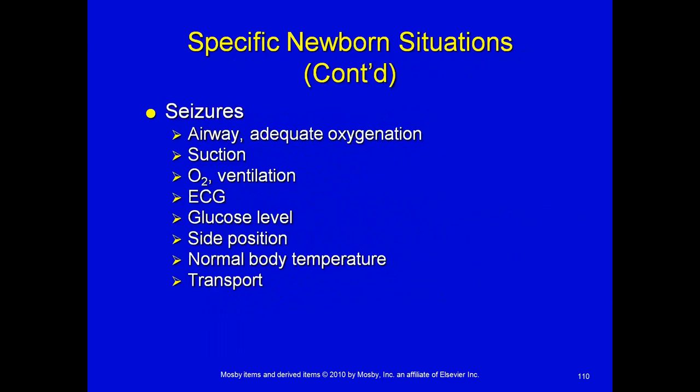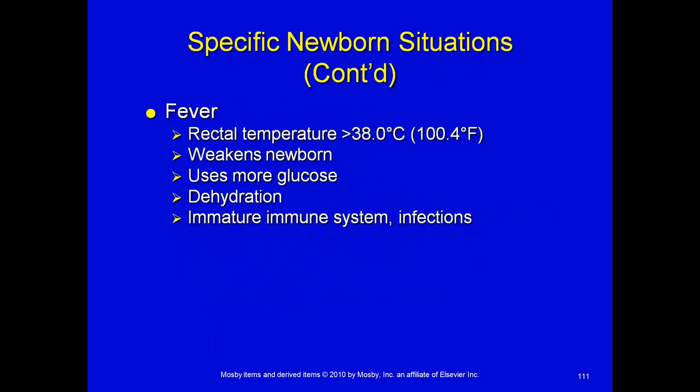So get a blood glucose on these children, roll them up onto their side so they don't aspirate, maintain normal body temperature and transport. As far as fever, fever is defined as a rectal temperature greater than 100.4 Fahrenheit. Fever in the newborn weakens them. They don't have a very healthy immune system right off the bat.